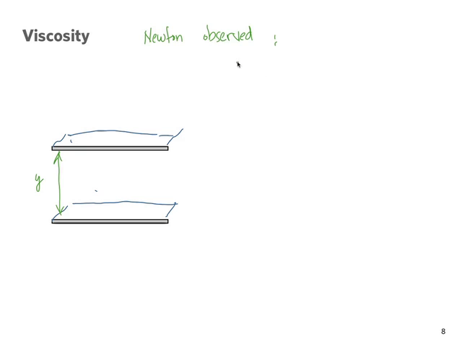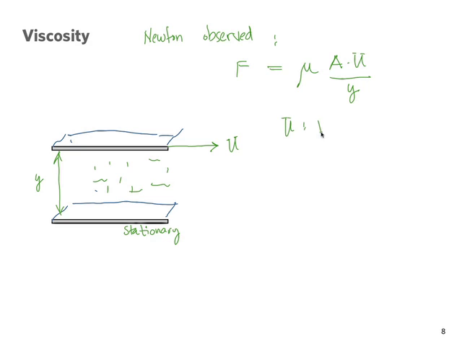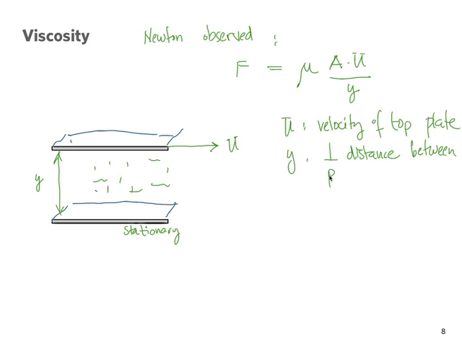the following: that if I pull this plate at the top with a velocity capital U, and this one here is stationary, this fluid in between the two plates everywhere, the force is equal to the viscosity of the fluid times the area multiplied by the velocity and divided by the distance between the two plates. So capital U is the velocity of the top plate, y is the perpendicular distance between the plates, and mu is the coefficient of viscous resistance.